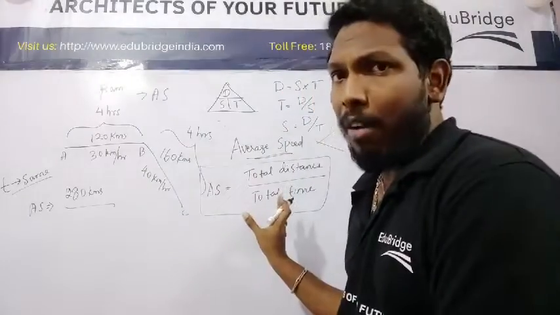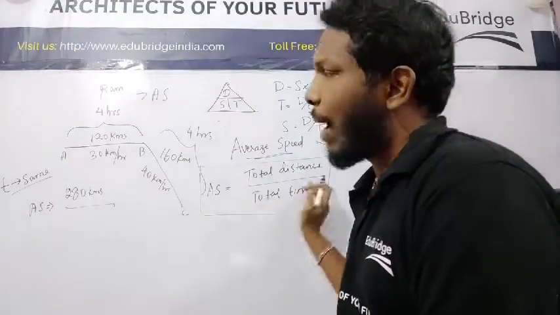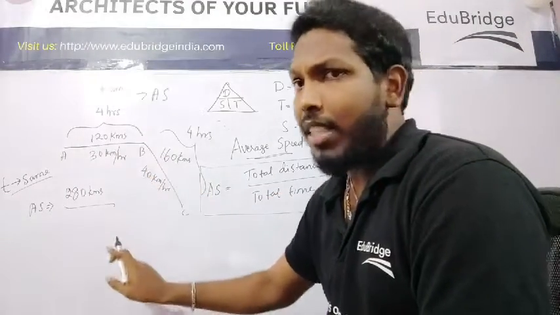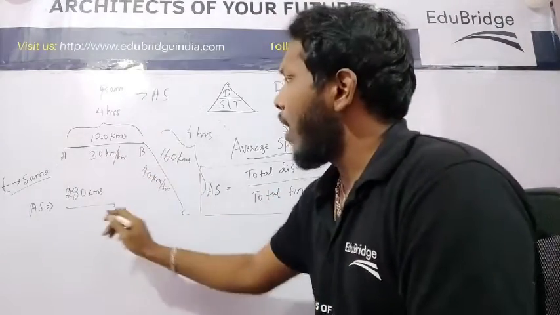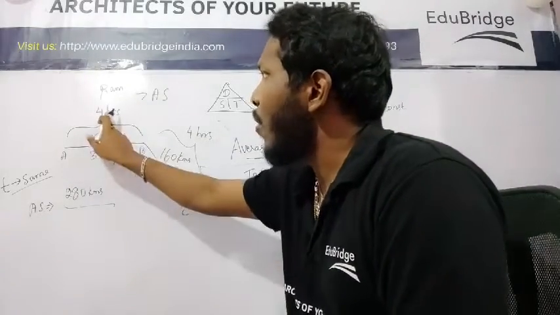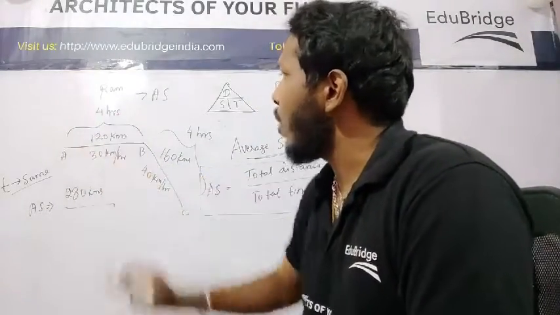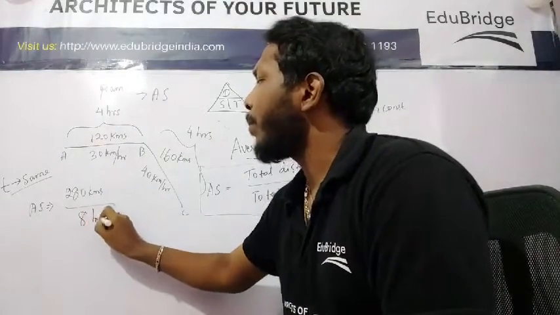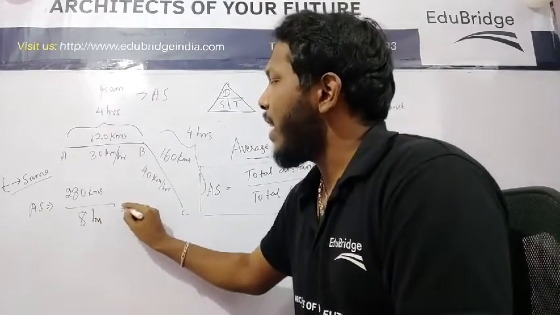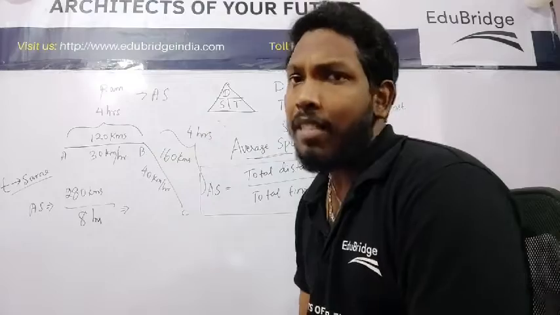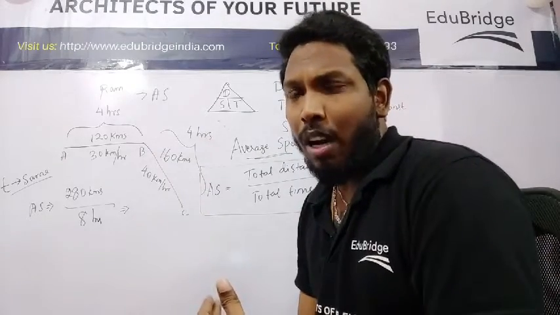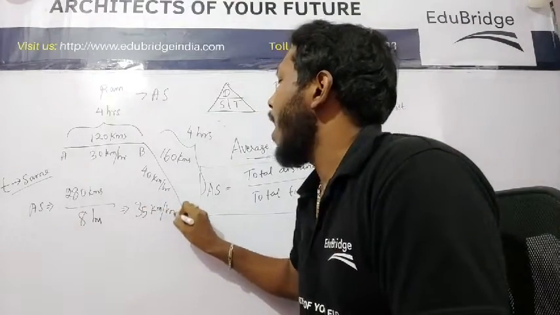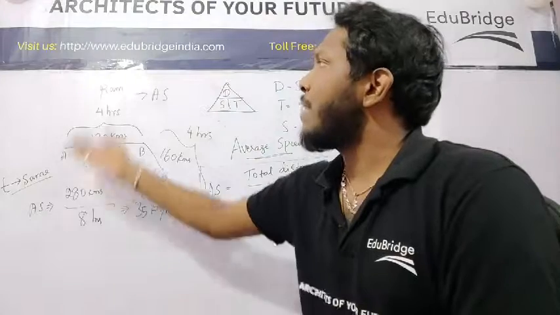Before that, as per the formula, which is total distance by total time. The total distance here is 120 kilometers plus 160 kilometers, which is nothing but 280 kilometers, divided by the total time. Total time is for A to B, 4 hours, and B to C, again 4 hours, which totals 8 hours. So the average speed must be 280 by 8, which is 140 by 4 and then 70 by 2, which is finally 35 kilometers per hour. That will be the average speed of Ram.